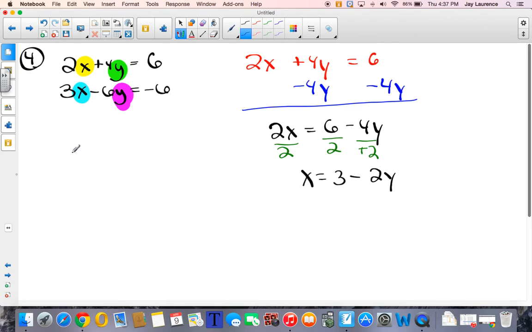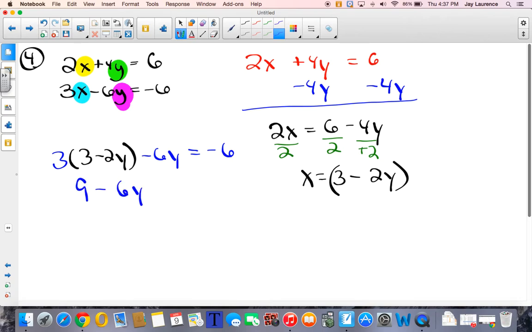Now I go to the second equation. And instead of writing x, I write this as a quantity. So I've got a 3, and then I have an x, so I have to write 3 minus 2y. And then I have a negative 6y. That's to equal negative 6. I'm going to distribute and get 9 minus 6y, minus 6y equals negative 6. Combining like terms will get me 9 minus 12y equals negative 6.